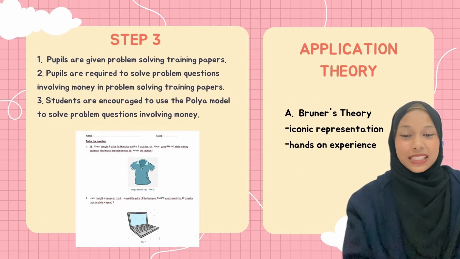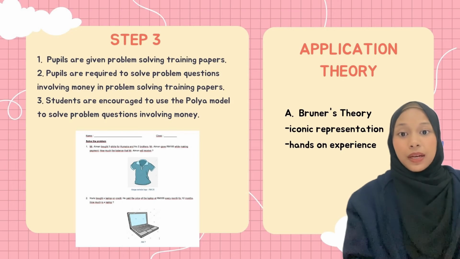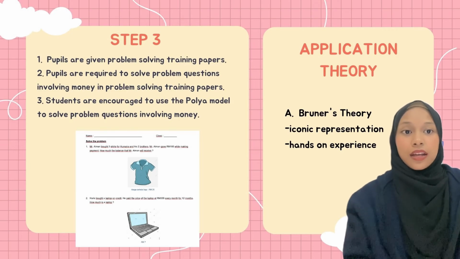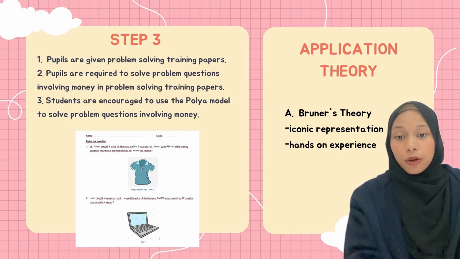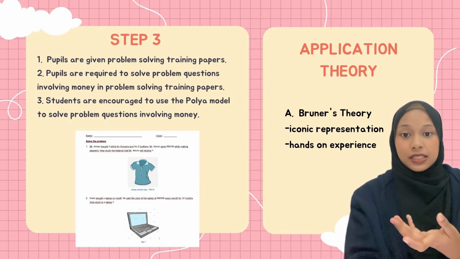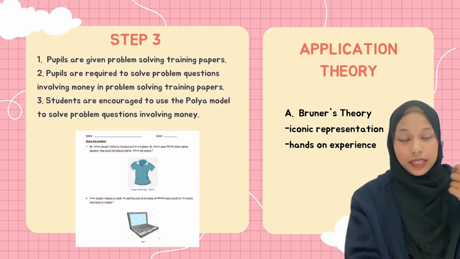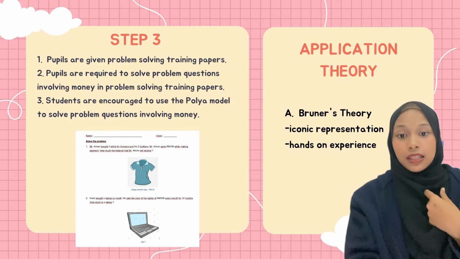For step 3 or activity 3, the pupils are given problem-solving training papers to do by their own. Pupils are required to solve problem questions involving money in the training papers. Students are encouraged to use the Polya model to solve problem questions involving money. So I have provided them with training papers that they need to do by their own, and this will help them to be better at solving problems involving money.